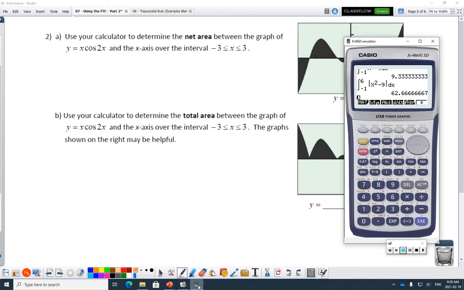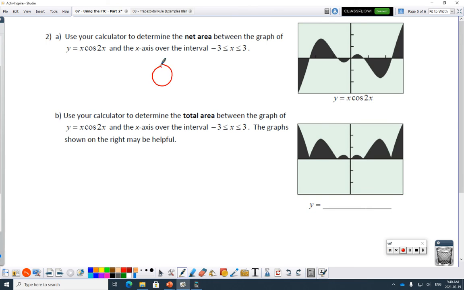So for net area, we're using our calculator. I'm going to hit that integral button. And the function I want is x cos 2x. And I'm going from -3 up to 3. And when I press equals there, I get area 0. Do you get 0 when you punch it in? Yeah, good that you're practicing with your calculator while we're doing it.